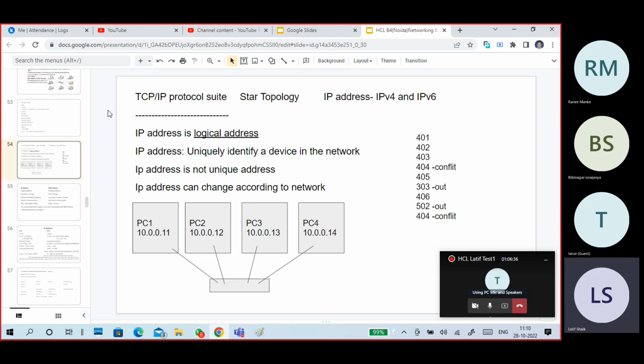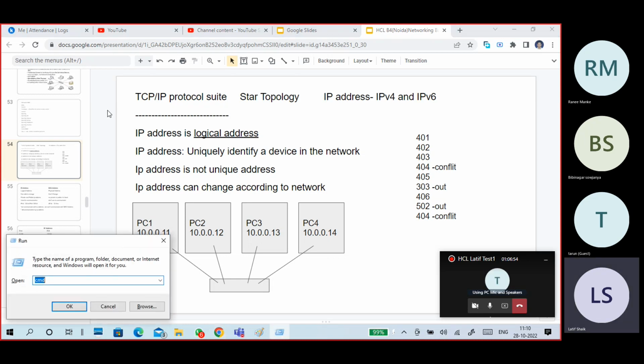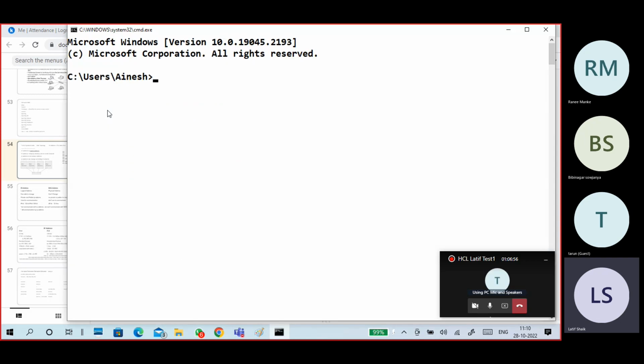An IP address is not a unique address. The MAC address is a unique address, but the IP address is not. An IP address can be changed according to the network. When I am in my office, I get a different IP address. When I am at home, I get a different IP address.